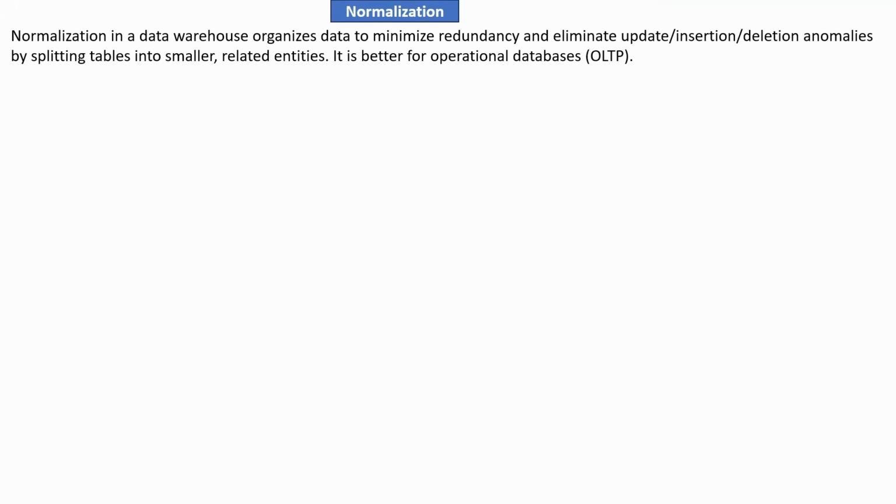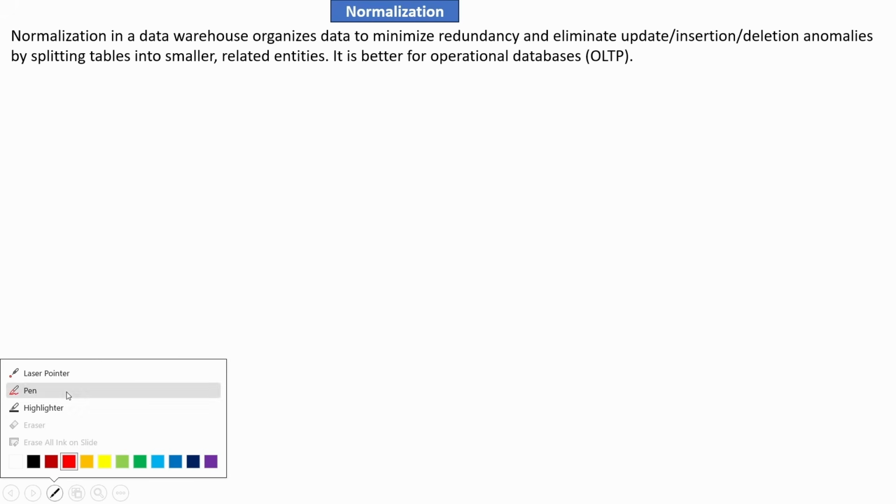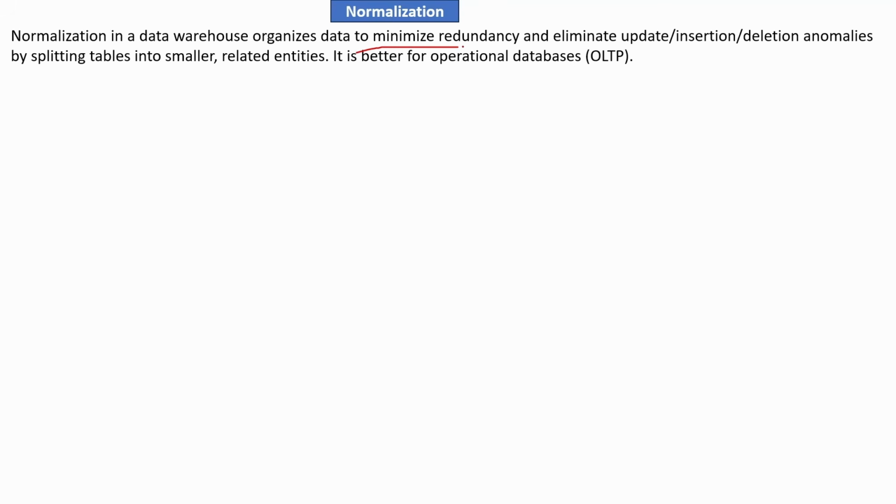Let's now discuss another very important concept, that is normalization. Normalization is the process of organizing data to reduce redundancy. Basically, we want to make sure every piece of data is stored in exactly one place. No duplicates or no mess should be there in our data. If I go with the definition, normalization in a data warehouse organizes the data to minimize your redundancies.